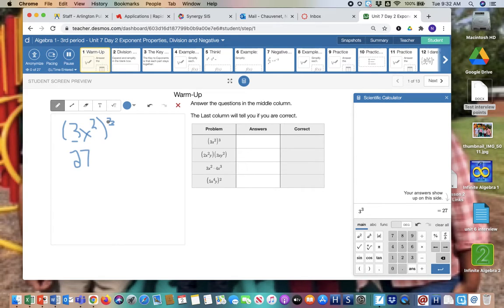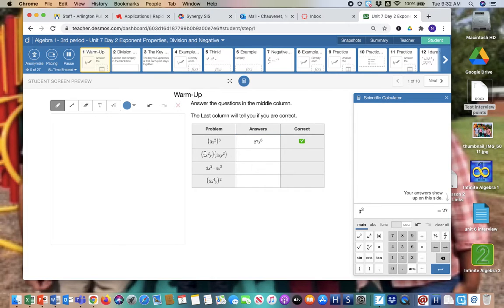And now, what do we do with the exponent? So it's a power to a power. So you do an exponent to an exponent, you need to multiply. So 27x to the 6th. So let's try that one, 27x to the 6th. Yeah, we got it right. All right, so now, let's try our next problem.